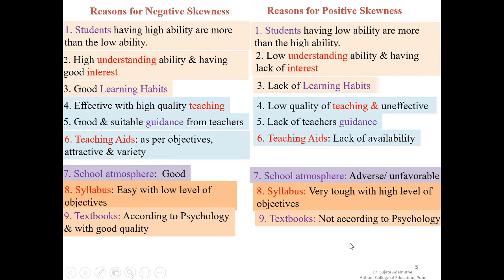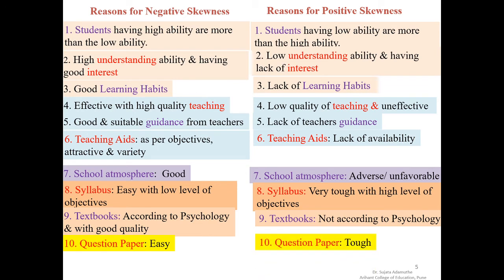That means rough quality of textbook is there. And positively we observe the positive skewness if the textbook is not according to the psychology of the students. And the last reason for negative skewness is if we make the question paper very easy, then automatically the students will get very good scores in that examination, and we will observe the negative skewness there.